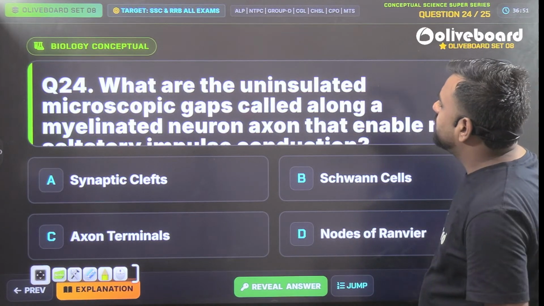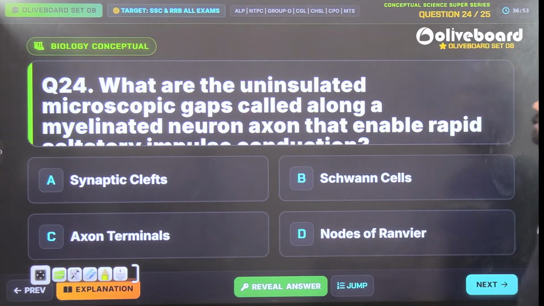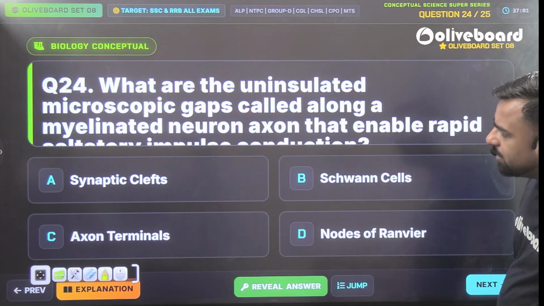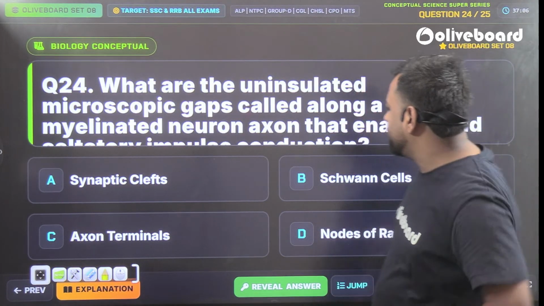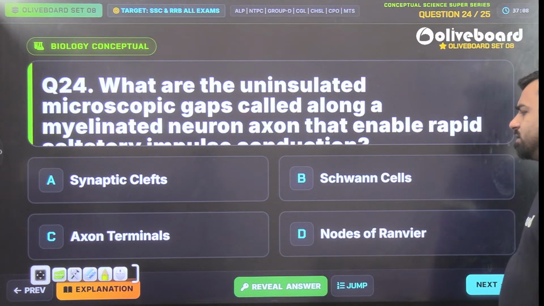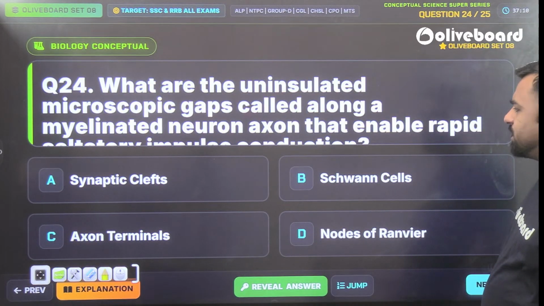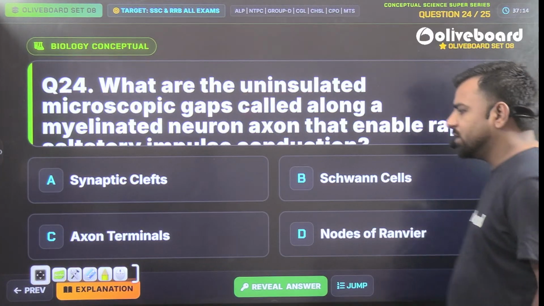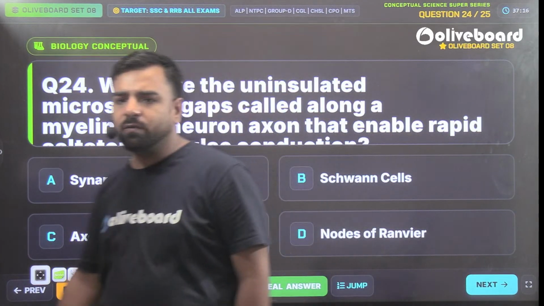What are the uninsulated microscopic gaps called along a myelinated neuron axon that enables rapid impulse conduction? Will it be synaptic clefts, Schwann cells, axon terminals, or nodes of Ranvier? So guys, I'm giving you this as a homework question.